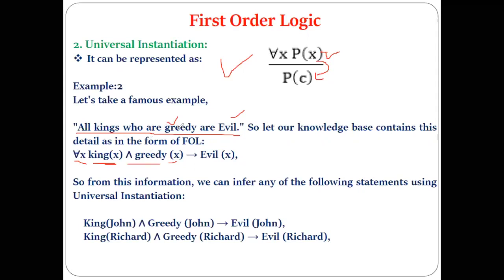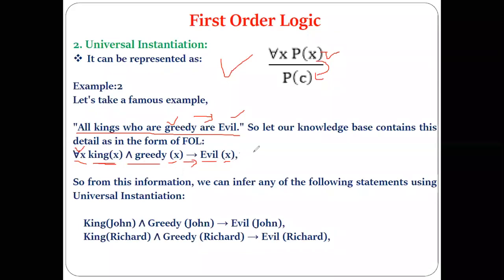Yes, sir. All kings who are greedy are evil. Means which is implying something. Yes, sir. So that's why implication, when you are writing the universal quantifier, what do we have to utilize? Implication. All kings who are greedy are evil. Who are evil? Kings. So X is for the king. So for all X, if X is a king and X is greedy, then it implies that he is evil also.